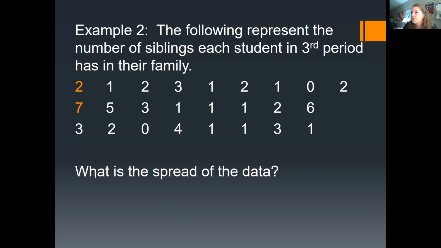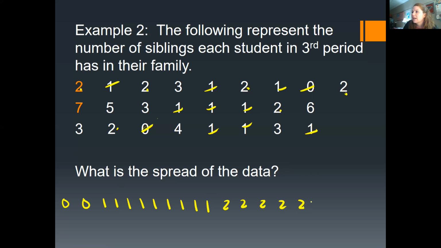Okay, so for a box and whisker plot, we need to order the numbers from least to greatest. So I'm going to do 0, 0, 0, 0. And then how many ones do I have? I have 9 ones. And then we have twos. We have 6 twos.